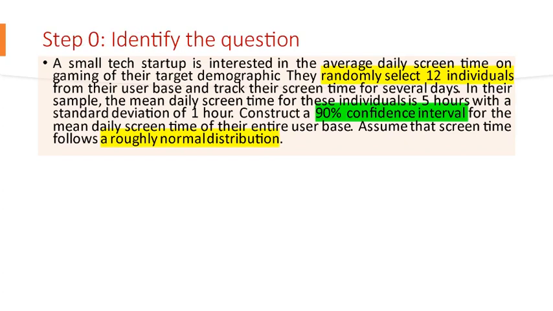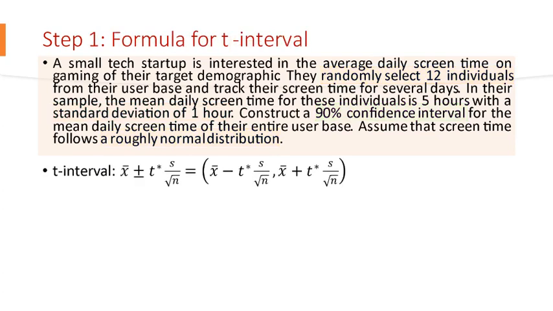Step 0. Identify the question. We first verify whether the question satisfies the T procedure. 1. The data is an SRS of size n equals 12. 2. The population follows a roughly normal distribution, which is important as n is less than 15. 3. We do not know mean mu nor the population standard deviation sigma. Then, we can calculate the 90% confidence interval under the T procedure. We need to emphasize here again that the standard deviation here refers to the standard deviation of the sample, not the population.